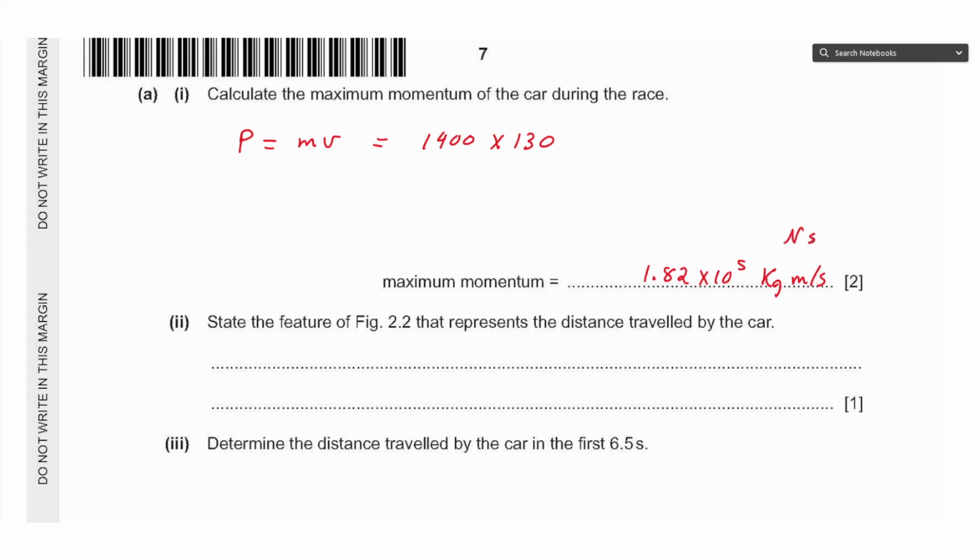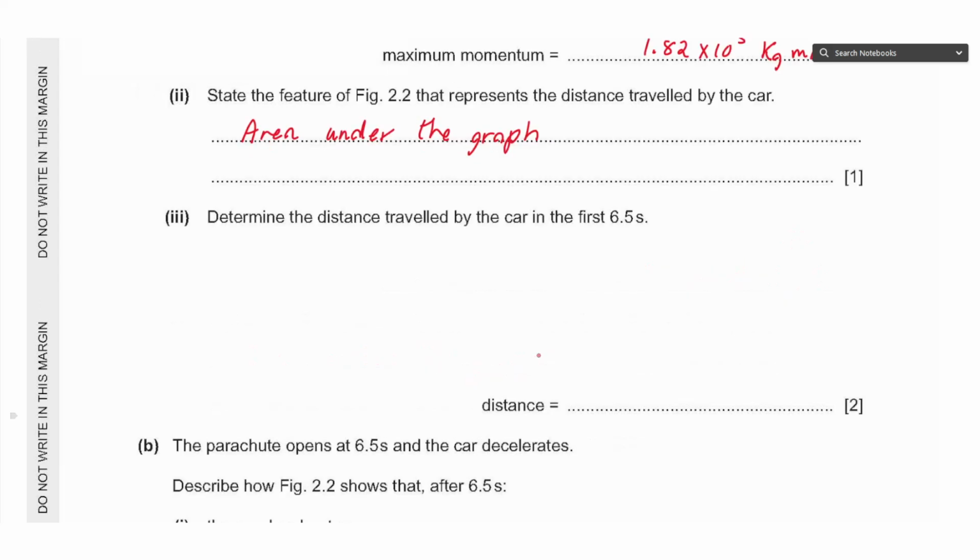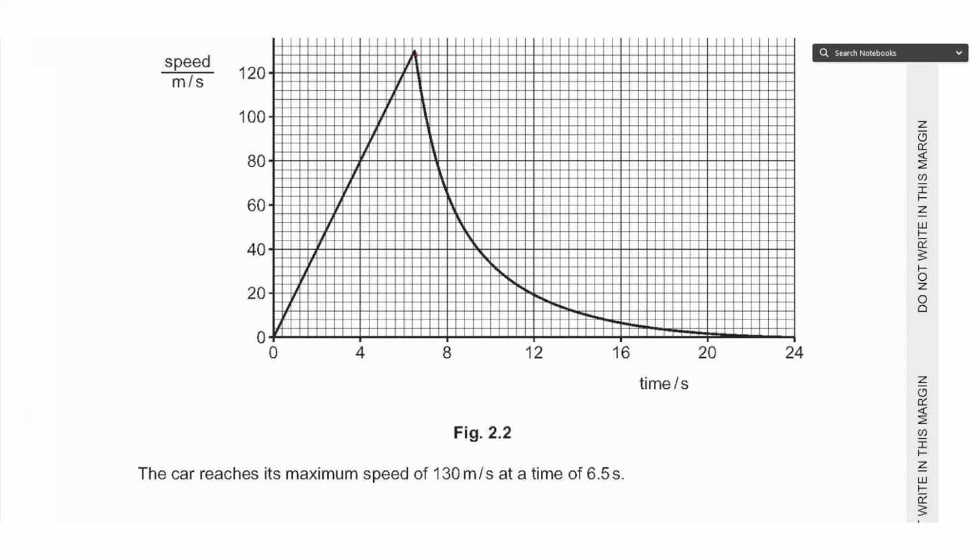Part (ii) says state the feature of figure 2.2 that represents the distance traveled by the car. It is equal to the area under the graph, and if we are required to calculate the acceleration, it is the gradient of the graph. Part (iii) says determine the distance traveled by the car in the first 6.5 seconds. So that would be the part under the straight line, which looks like a triangle.